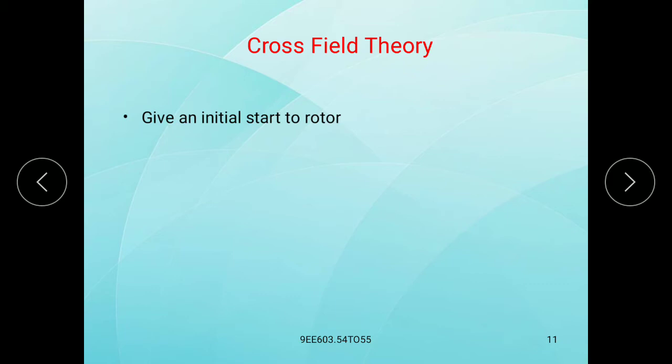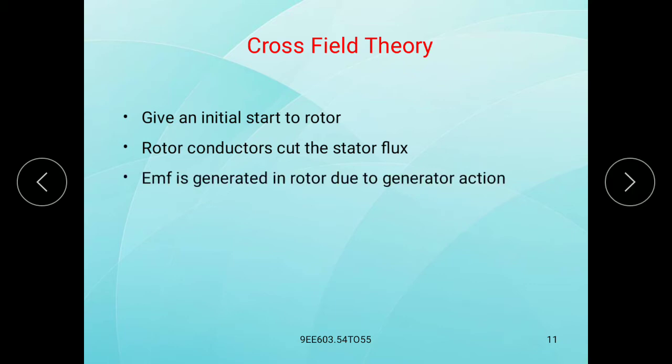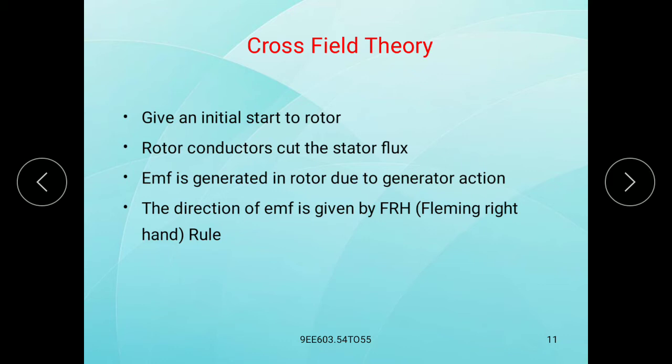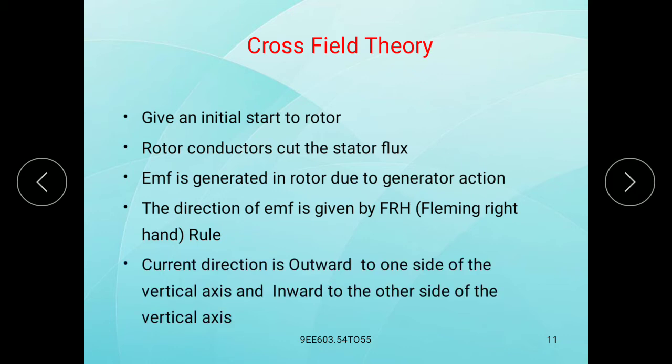So given an initial start to the rotor, the rotor conductors cut the stator flux. Then EMF is induced in the rotor, that is, EMF is generated in the rotor due to generator action. Here the direction of EMF is given by Fleming's right hand rule. So here the current direction is outward to one side of the vertical axis and inward to the other side.